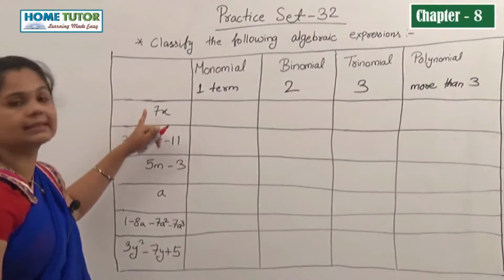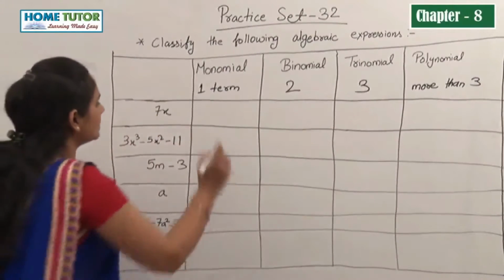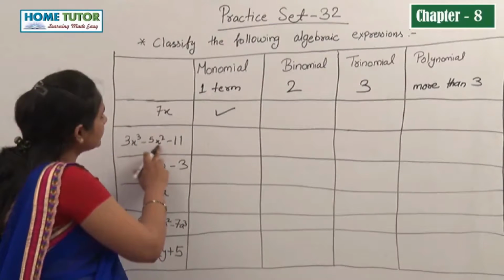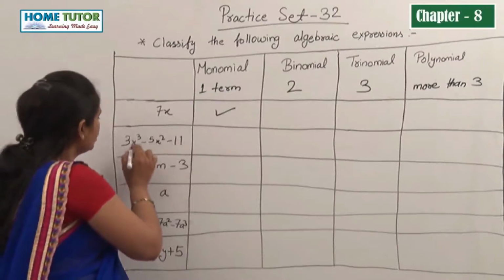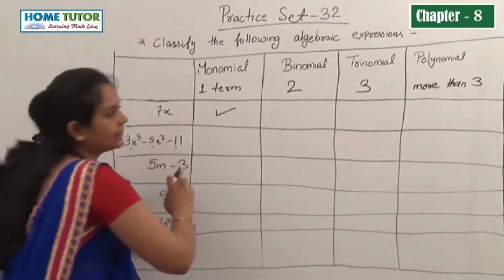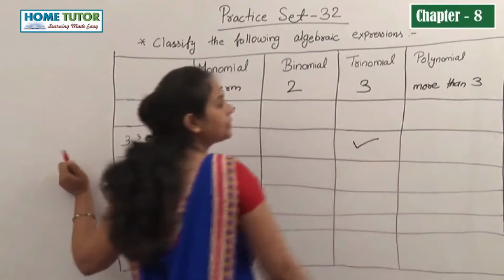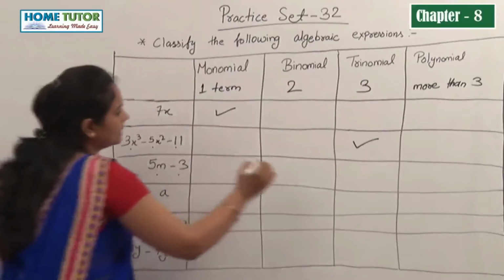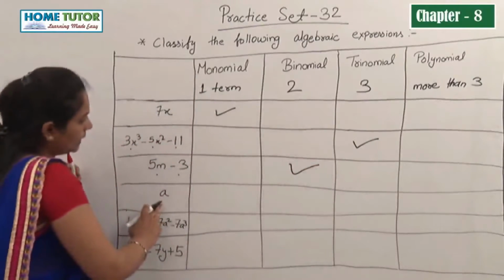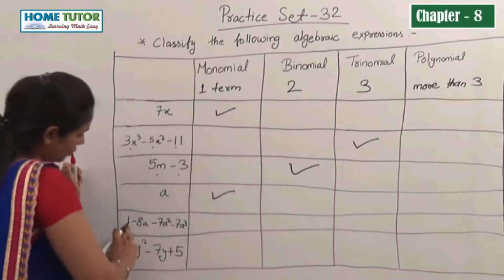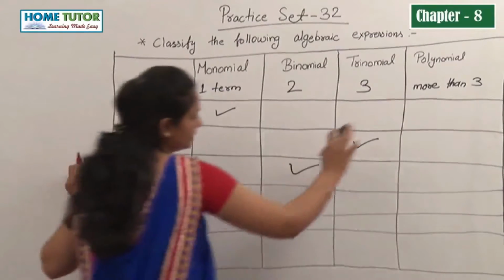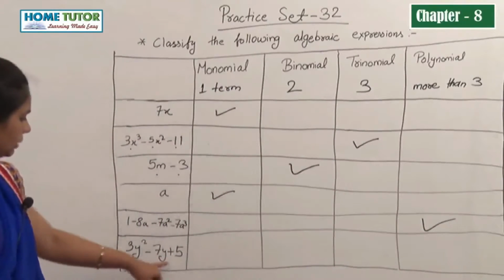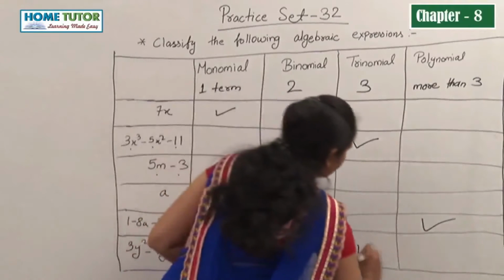First is 7x. 7x means what? Only one term is there, so it is monomial. Next, 3x cube minus 5x square minus 11. So 1, 2, 3. Total 3 terms are there, so we can call it trinomial. Next, 5m minus 3. We have 2 terms here, so it is binomial. Only one term, monomial. 1, 2, 3, 4. 4 terms is polynomial. 1, 2, 3. 3 terms is again trinomial.